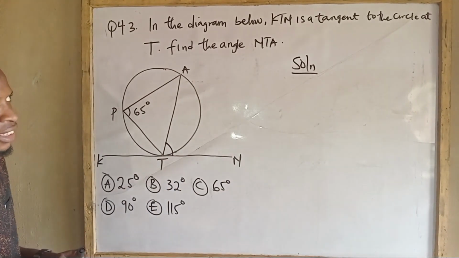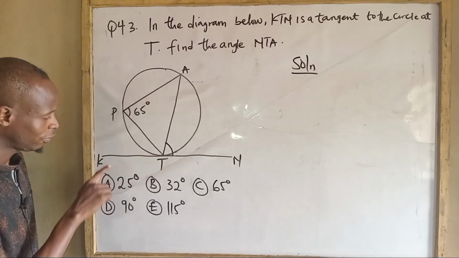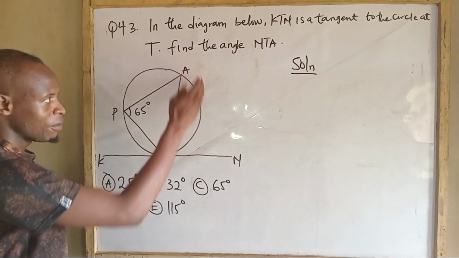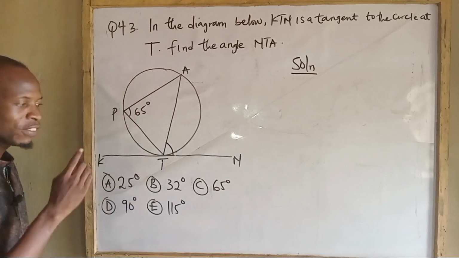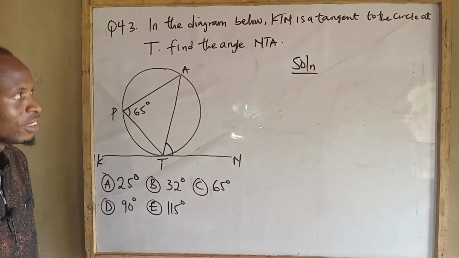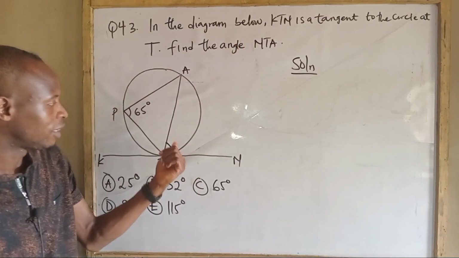So a tangent is a line that touches part of that circle outside. If you look at this line here, it touches part of this circle but outside. It can be here, it can be here, it can be anywhere. As far as that line touches part of the circle, it's referred to as what? A tangent. It's a straight line. Good. Find the angle NTA, which is the angle over here.